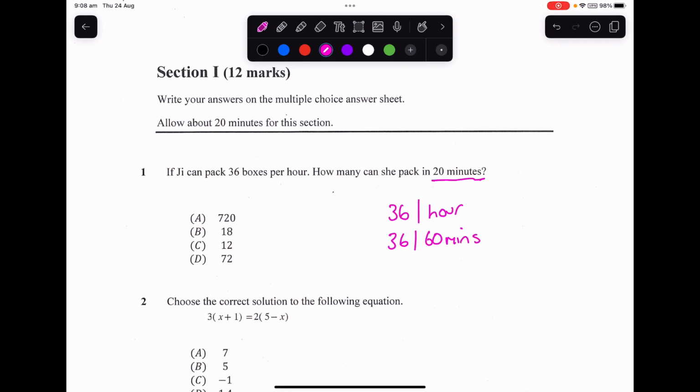And because we only want 20 minutes, I'm going to divide 60 by 3. And remember, you have to do it to both sides. So I'll end up with 20 minutes on this side because 60 divided by 3 is 20. And 36 divided by 3 will give me 12. So I know that she can do 12 boxes in 20 minutes. So our answer is C.